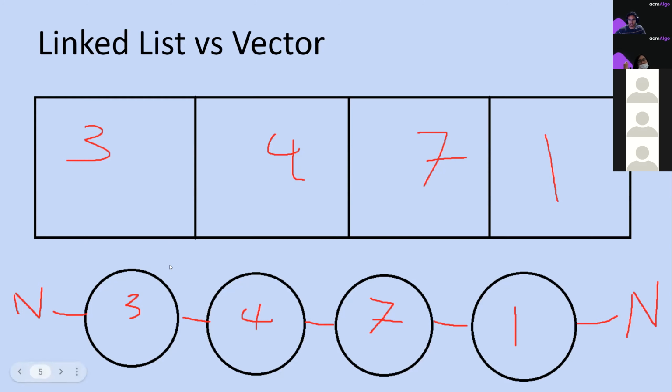Linked lists are different because the 3, the 4, the 7, and the 1 could be in random places. 3 could be on the stack at the beginning. 4 could be in the heap somewhere. 7 could be in a network server somewhere. It doesn't matter. It's just pointers to different places in memory. And what that means is, do I need to have 4 integers worth of space in one spot to use a linked list? No, right? You could have 1 integer in different places.